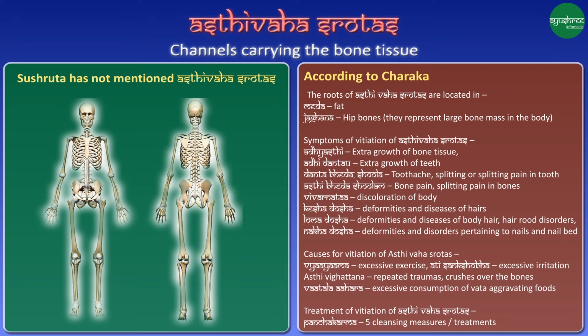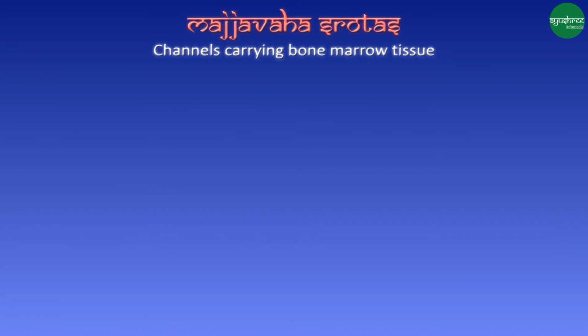Treatment of vitiation of Asthivah Srotas: the diseases getting their origin from the vitiation of Srotas should be managed by the administration of Panchakarma, that is 5 cleansing measures or treatments, including Vaman, that is therapeutic emesis, Virechan, that is therapeutic purgation, Asthapan Vasti, that is decoction enemas, Anuvasan Vasti, that is oil enemas, and Nasya, that is nasal medication. Majjavah Srotas, channels carrying bone marrow tissue.